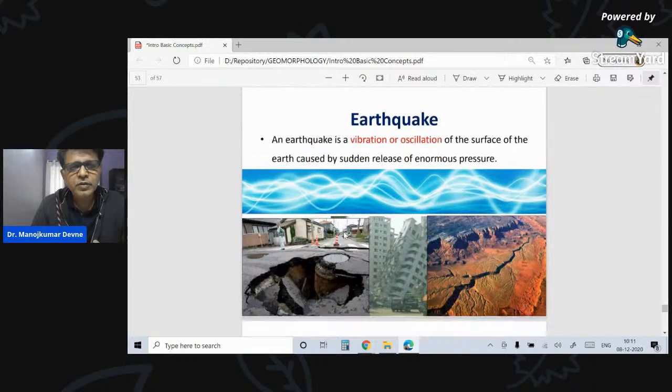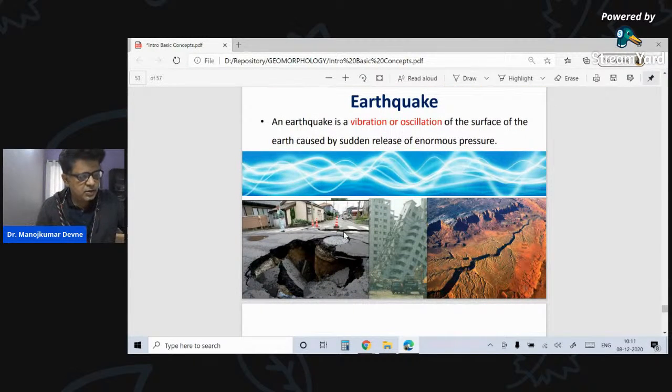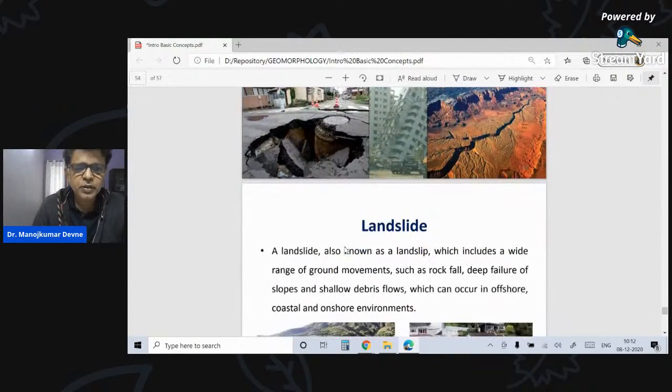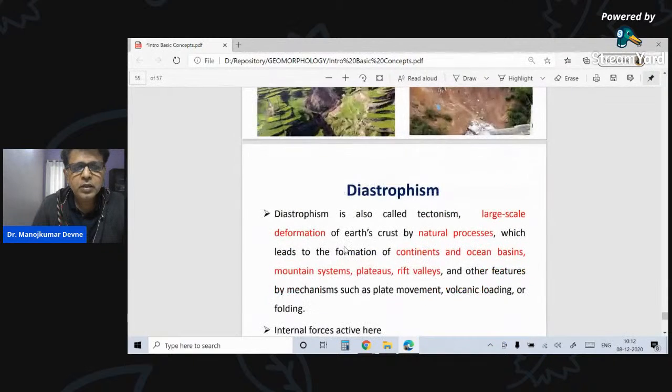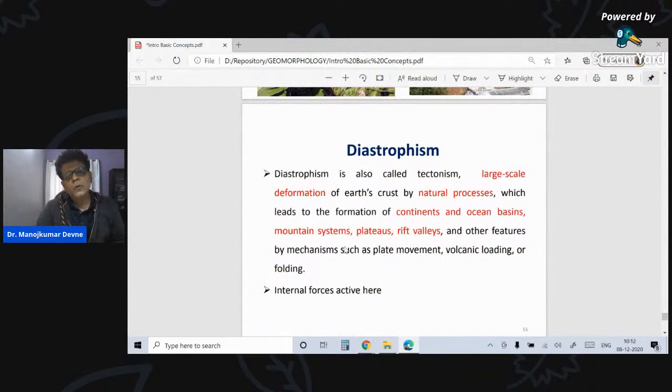And then you have something which is called an earthquake, which again, if this is the surface, is the shaking of the ground, and with it shakes everything on the crust, and this could lead to a lot of destruction. Okay, this is landslides. Okay, how they occur. And another term that we need to understand in geomorphology is diastrophism. Okay, it's called tectonism.